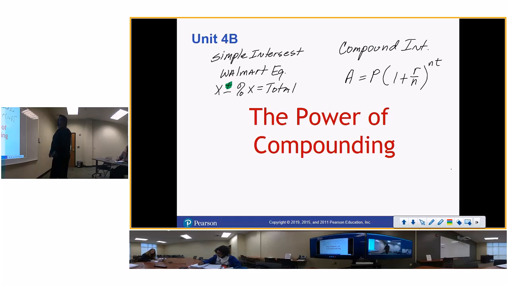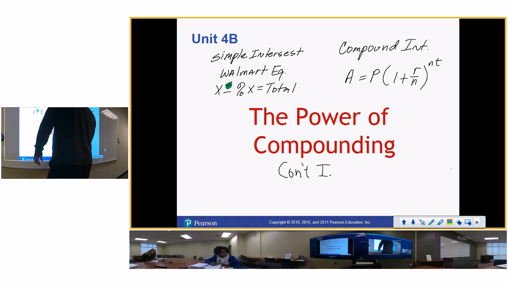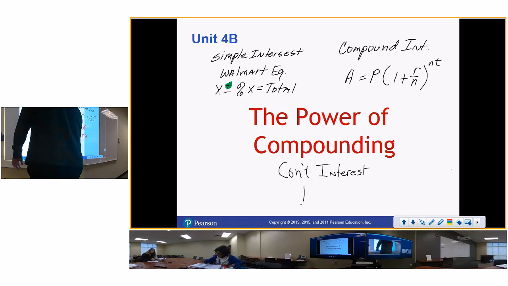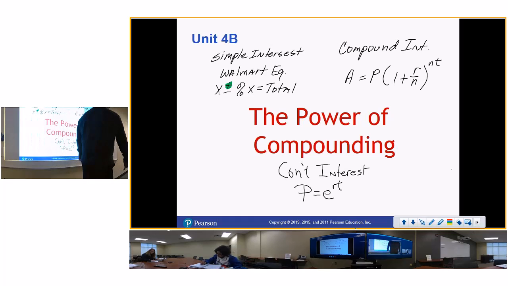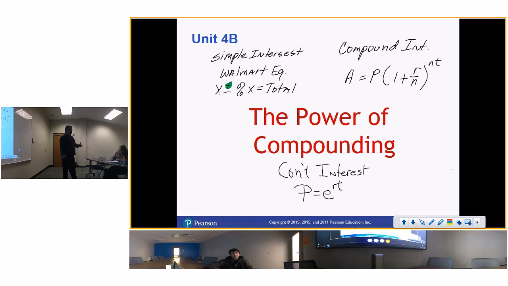So you've got compound interest, and then you've got continuous interest. And you're going to see these again in the slides. Continuous interest is P is equal to P times E to the RT power. Now the banks, different banks use different things, but the banks use compound interest and continuous interest.